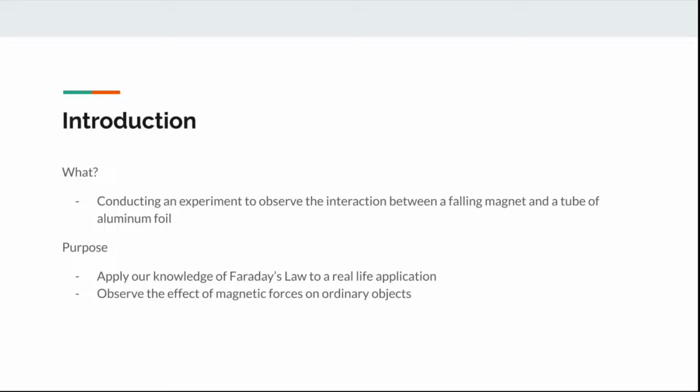So, what are we going to be doing today? Well, for today's experiment, we're going to observe the interaction between a falling magnet and a tube of aluminum foil. The purpose for this experiment is so that we can apply our knowledge of Faraday's law to a real-life application, and so we can observe the effect of magnetic forces on ordinary objects.